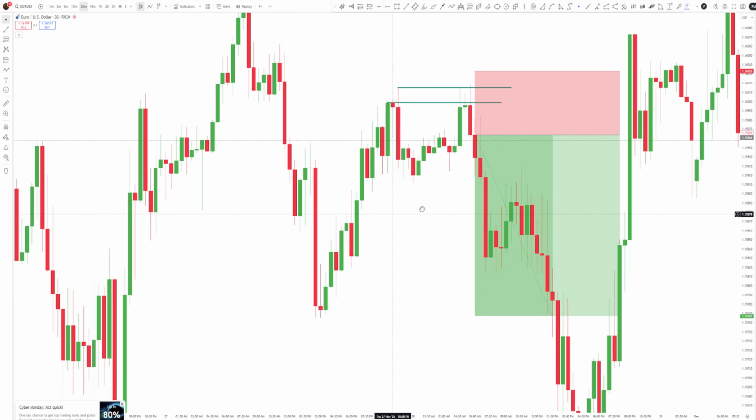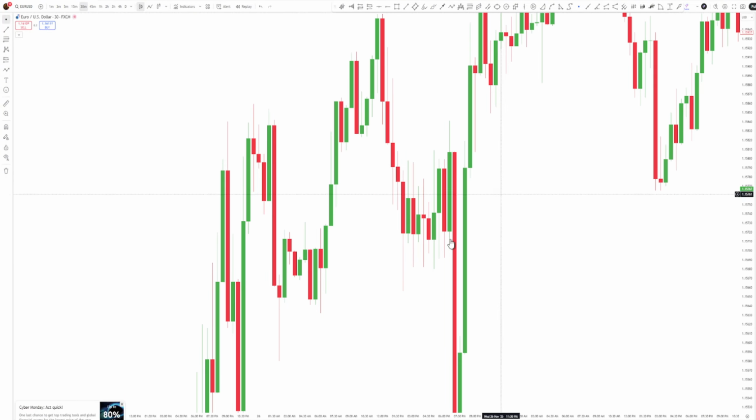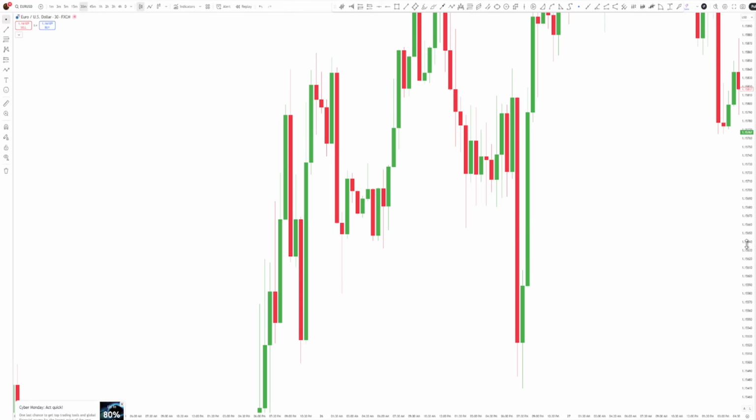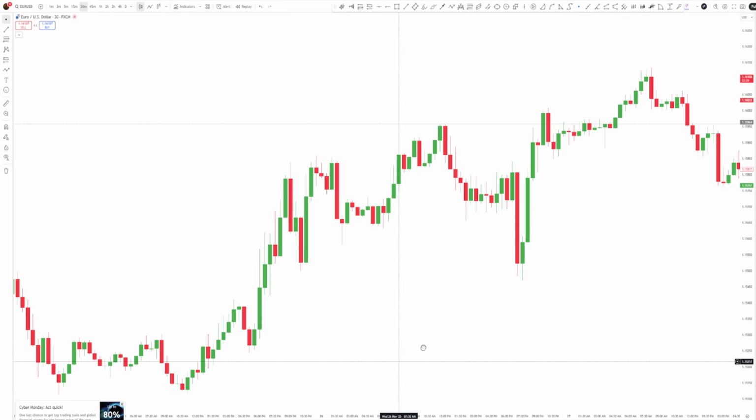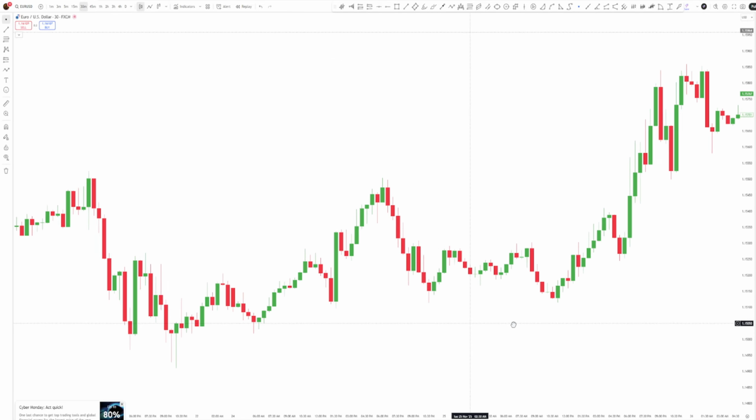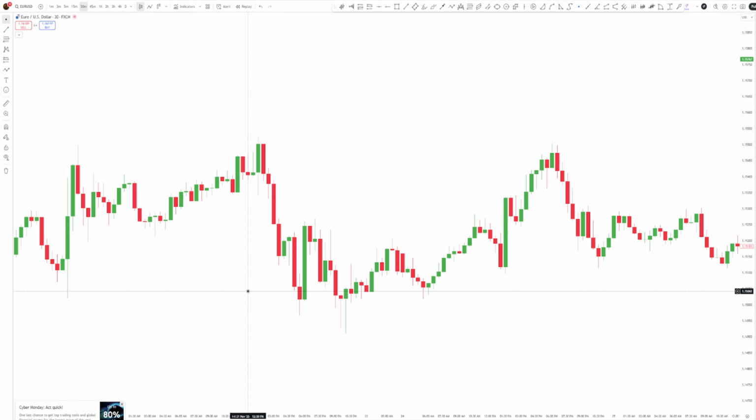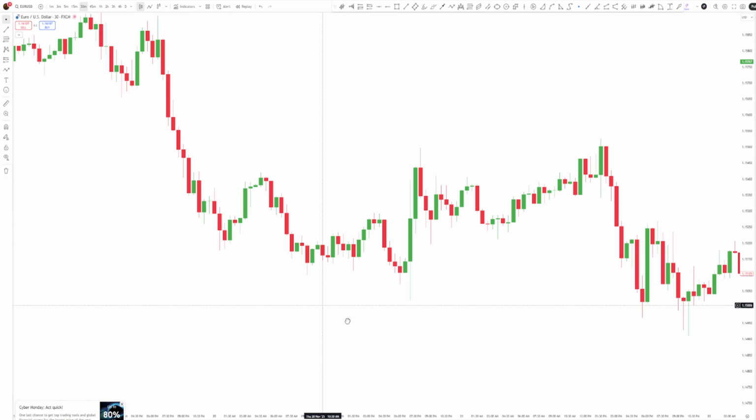Now let's look at one last example and then we'll go to multi-time frame support and resistance drawing, and then we will discuss how to actually draw and trade with them.